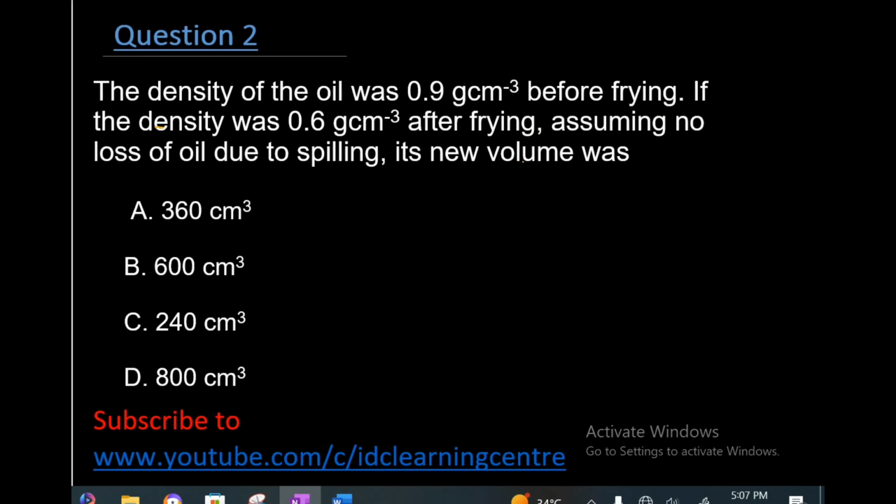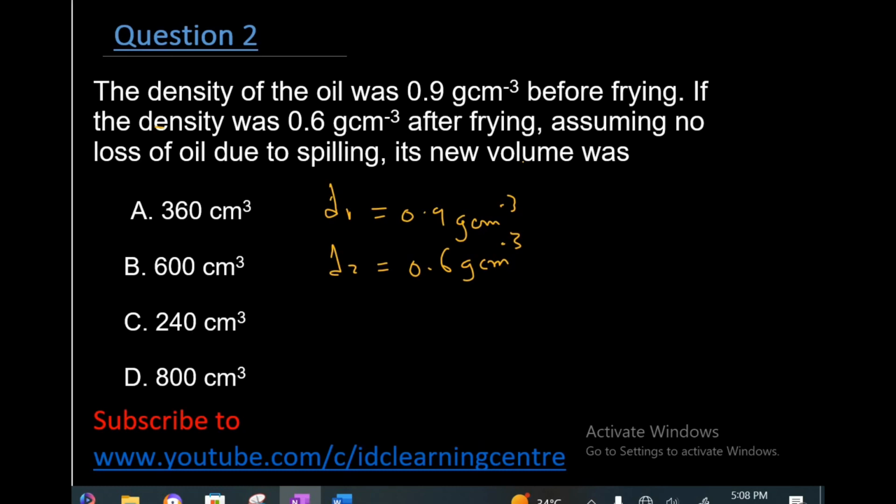Question 2 says, the density of the oil was 0.9 grams per cm cube before frying. If the density was 0.6 gram per cm cube after frying, assuming no loss of oil due to spilling, its new volume was. We're asked to find the new volume of the oil. Let's get our data. The initial density, D1, is 0.9 grams per cm cube, and the final density, D2, is given as 0.6 grams per cm cube.